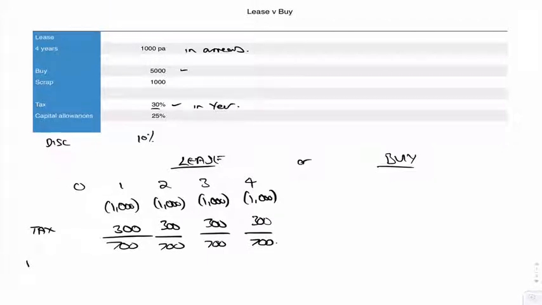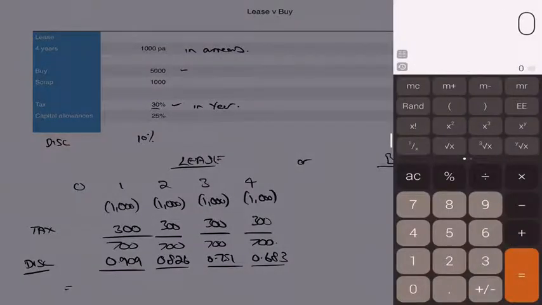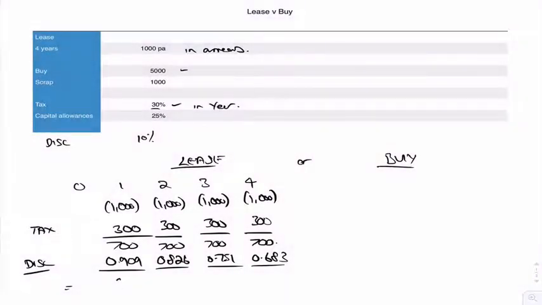Okay, and now we discount it down at 10%. You get this from your tables, 0.909, 0.826, 0.751 and 0.683. Okay, and then you multiply them through. So, let's have a look, what have we got? 700 times 0.909, I reckon is 636.